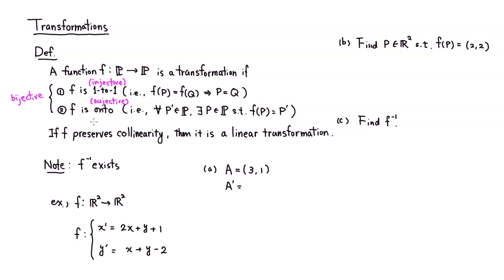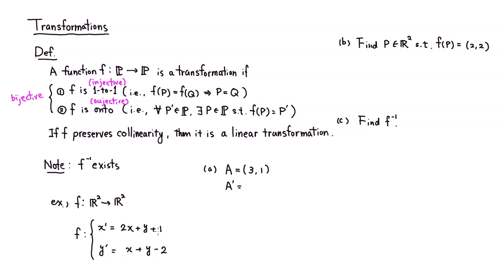All right. So here's a concrete example from the xy plane to the xy plane. So function f is going from R2 to R2. And here's the definition. The x-coordinate of the new point is defined as 2x plus y plus 1. And the new y-coordinate is x plus y minus 2.